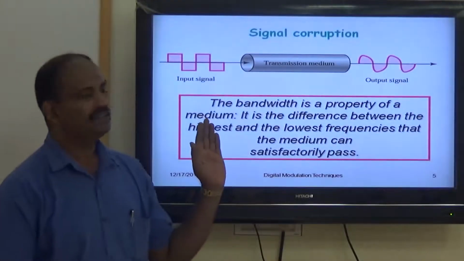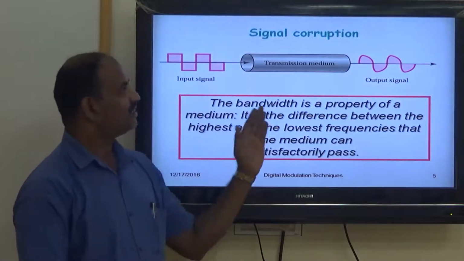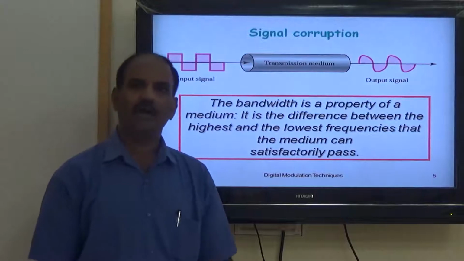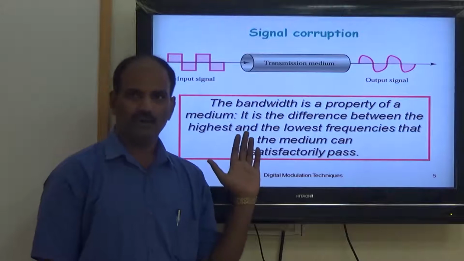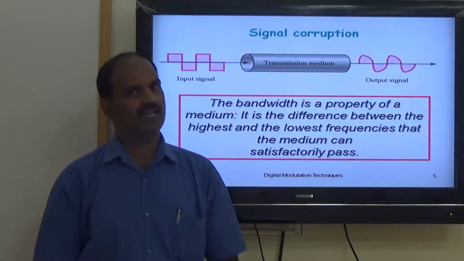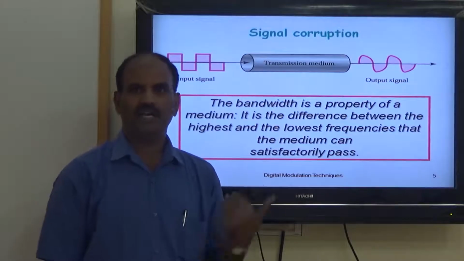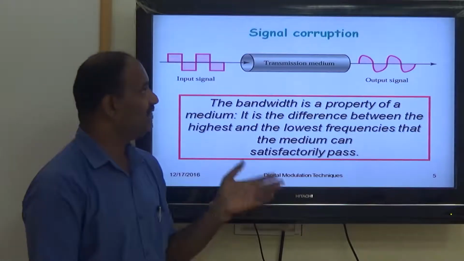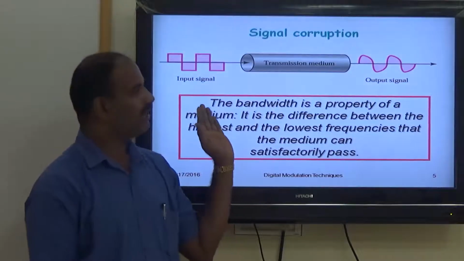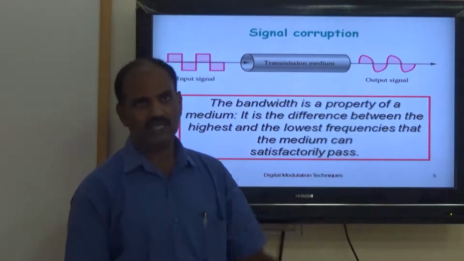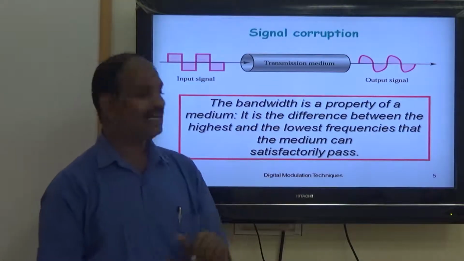So this is just a diagram for signal corruption. Here, we know the transmission medium is what conveys information from one place to another. We have wired media and wireless media. Optical fiber and twisted pair cable are wired media, and air is a wireless medium. In the transmission medium, the input signal is a square pulse and the output signal is a little bit distorted. These distortions occur due to channel error.